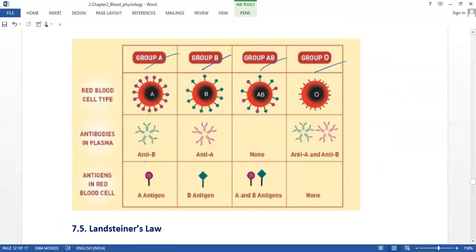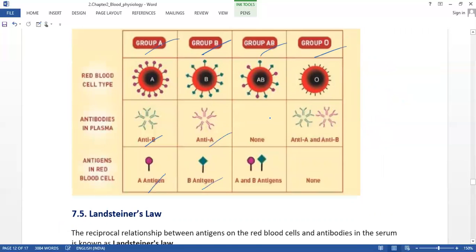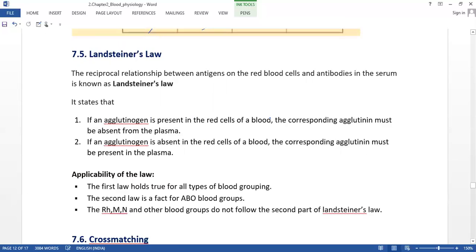So here, the antigens and antibodies are present as shown. The next is Landsteiner's law. This is a reciprocal relationship between the antigens on the red blood cell and the antibodies in the serum. So antigens and antibodies are important, and that is known as Landsteiner's law.